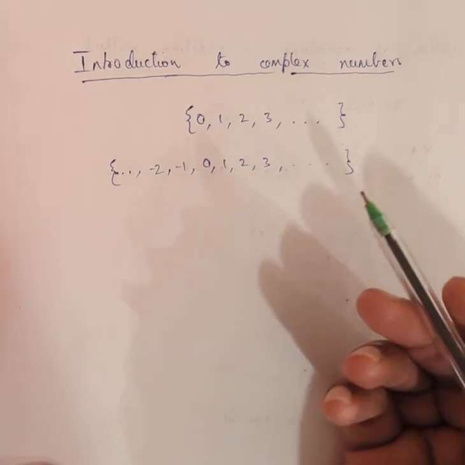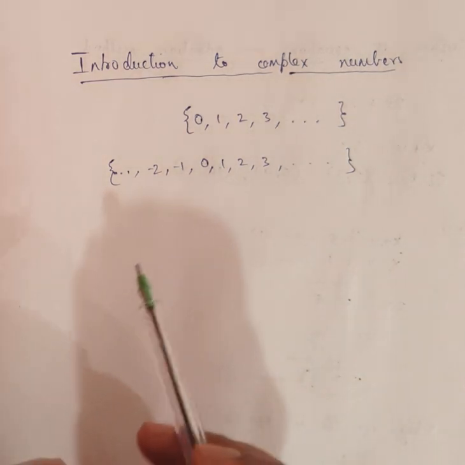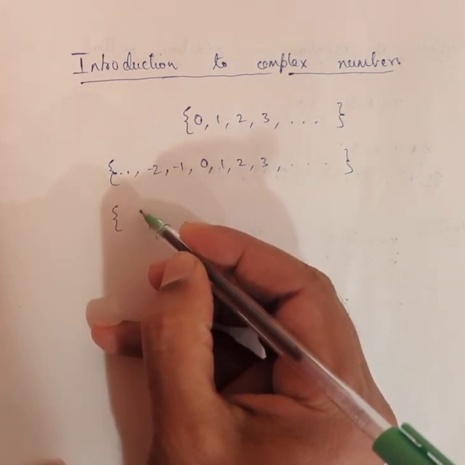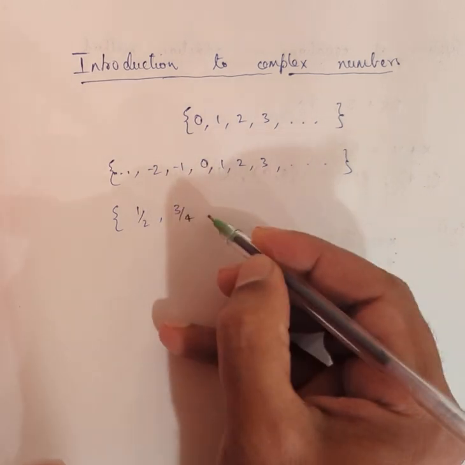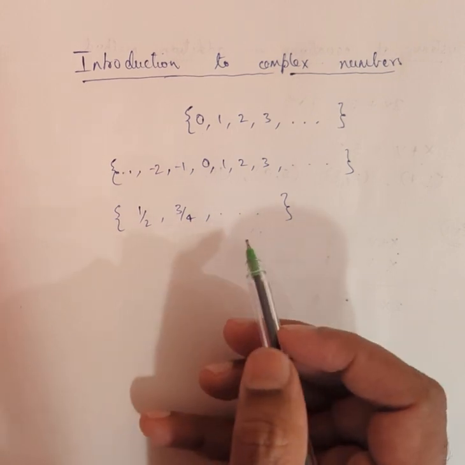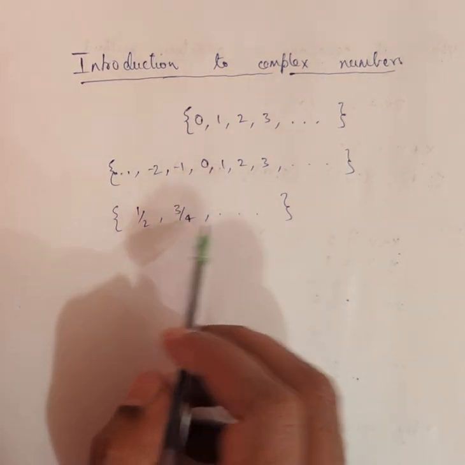So the first set was this, then came integers, and then you realize that even these numbers are not enough, because if you have one cookie and there are 2 kids, and you want to use a number to describe how much each kid gets, then you came across numbers like half or 3/4. Now all of these numbers are called rational numbers because they can be written as a ratio of integers.